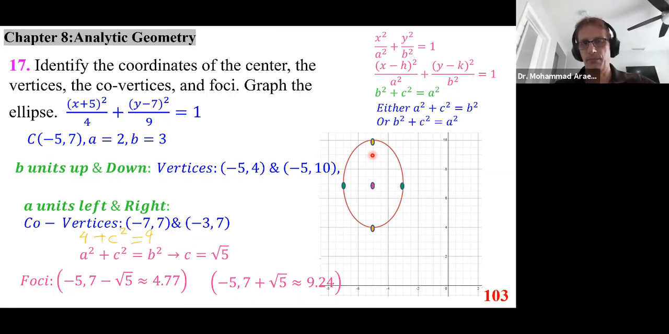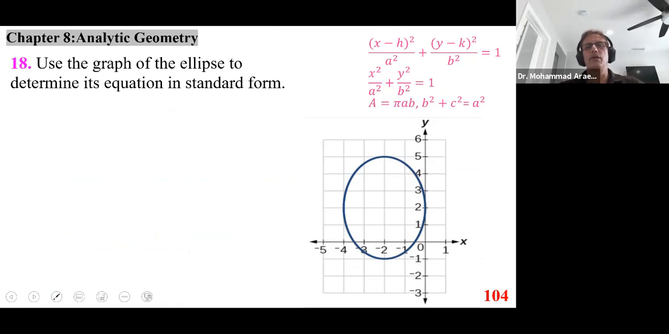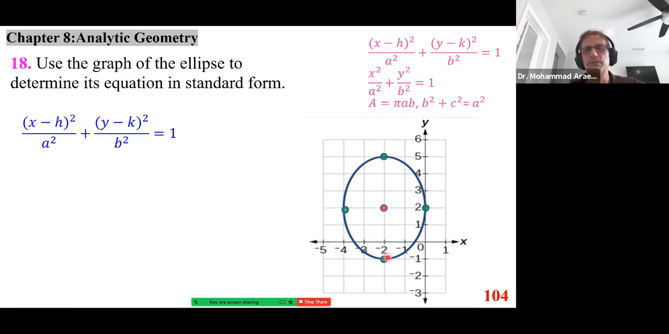The graph is given, and we want to come up with the equation in standard form. It's an elliptical shape, elongated again along the y-axis. So we are using this formula, and we need to find the center, the vertices, co-vertices, all of the above. So we can see the center, vertices. Let's write. So first, those are important points.